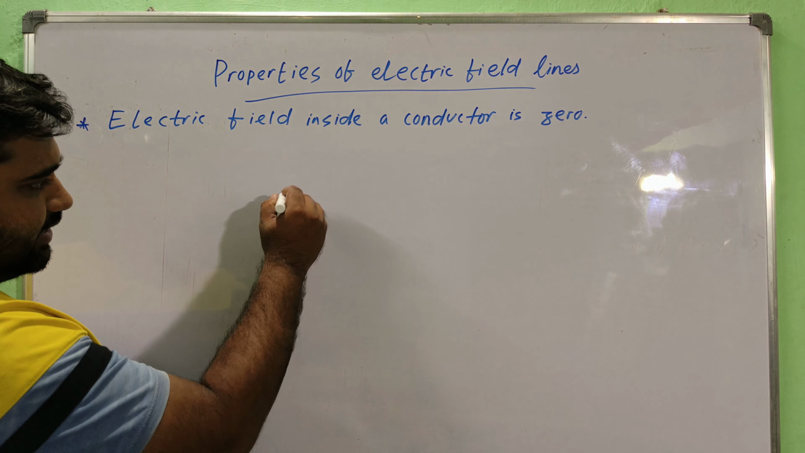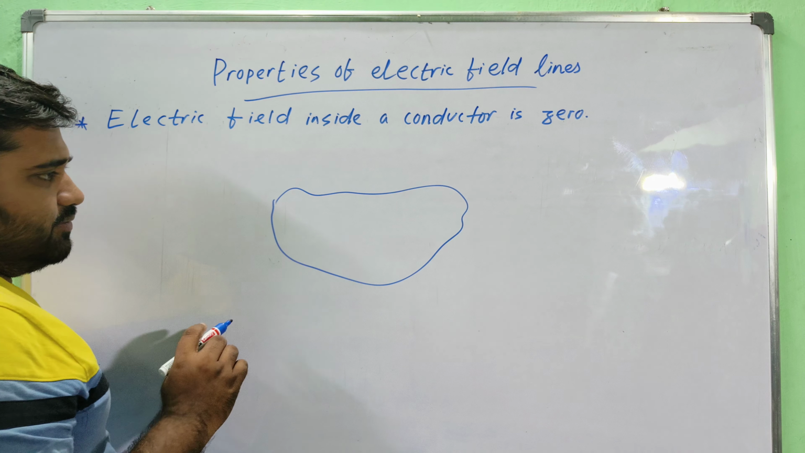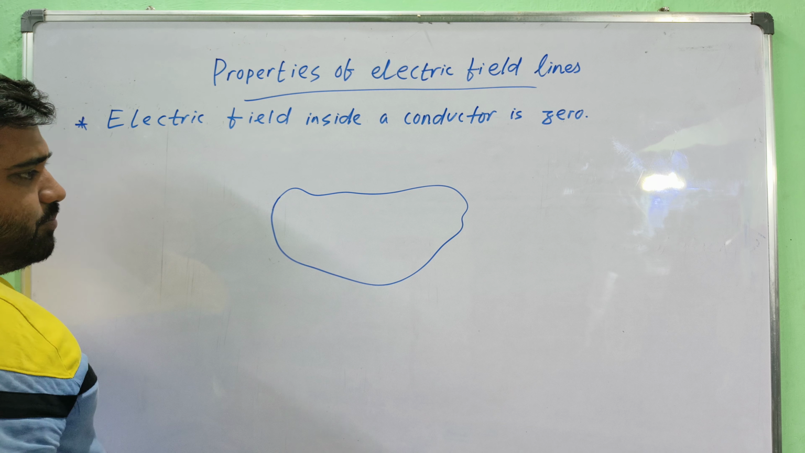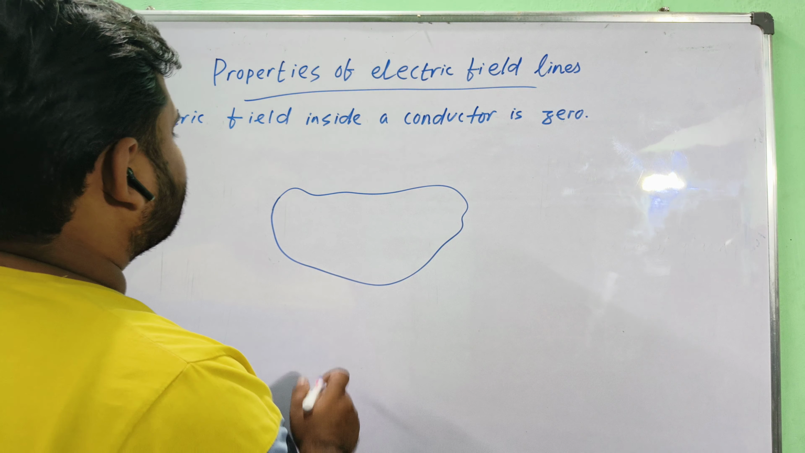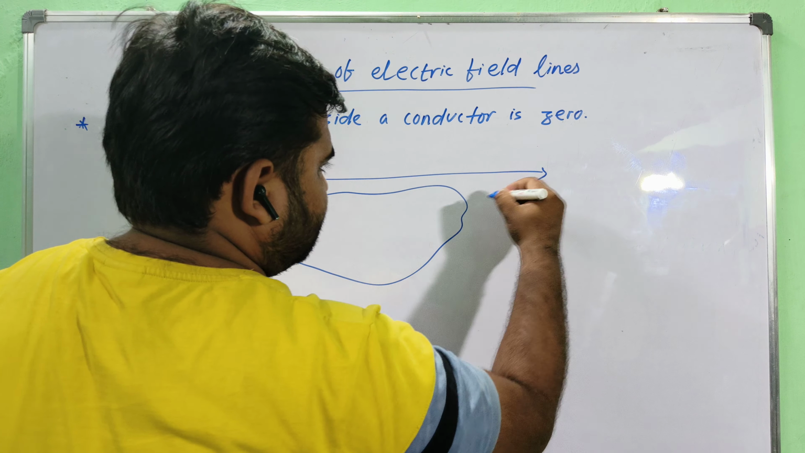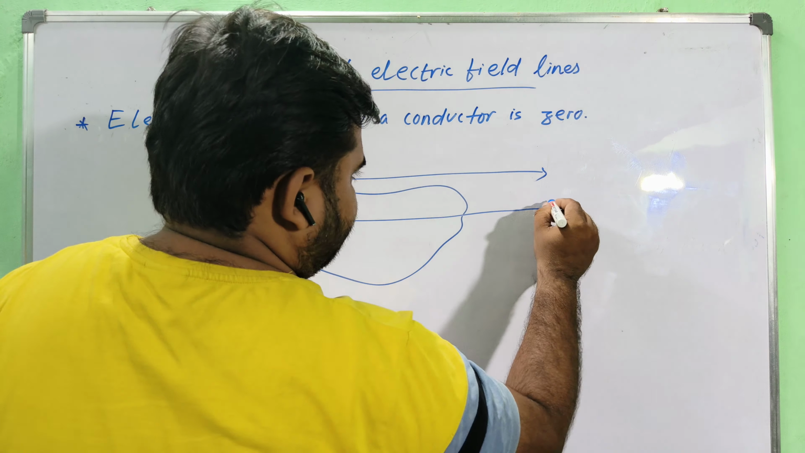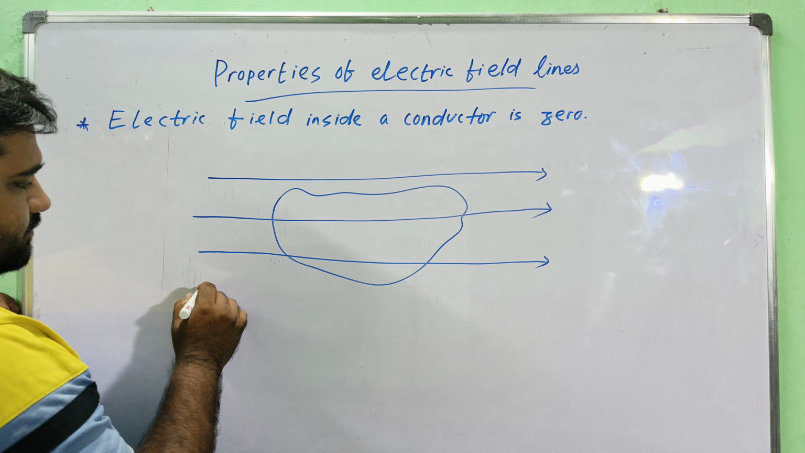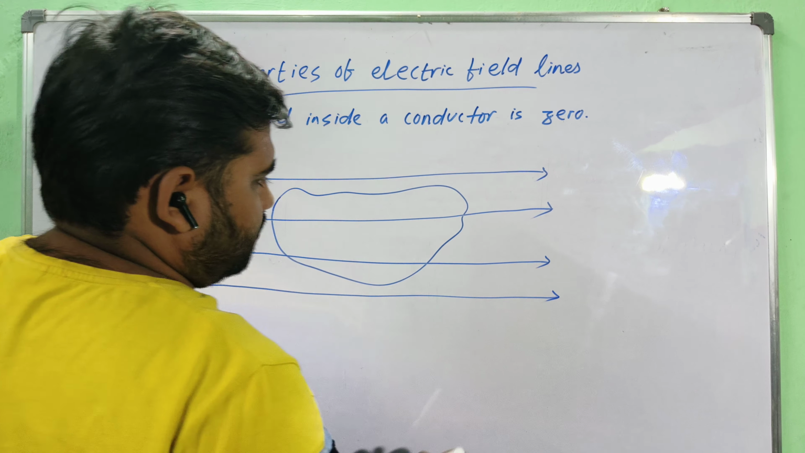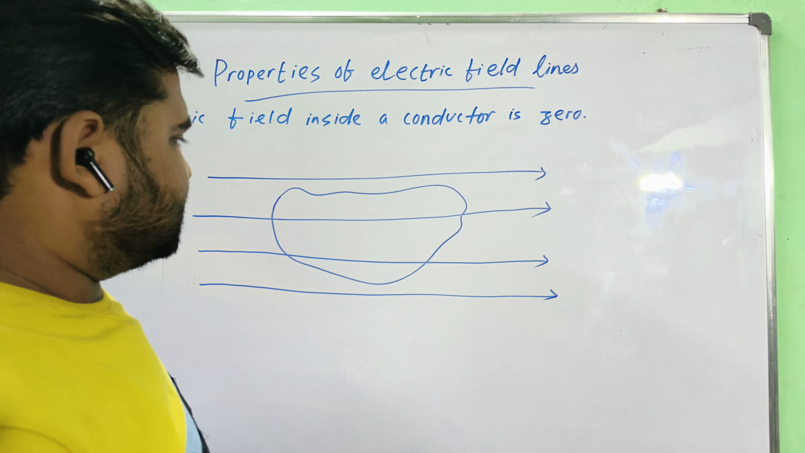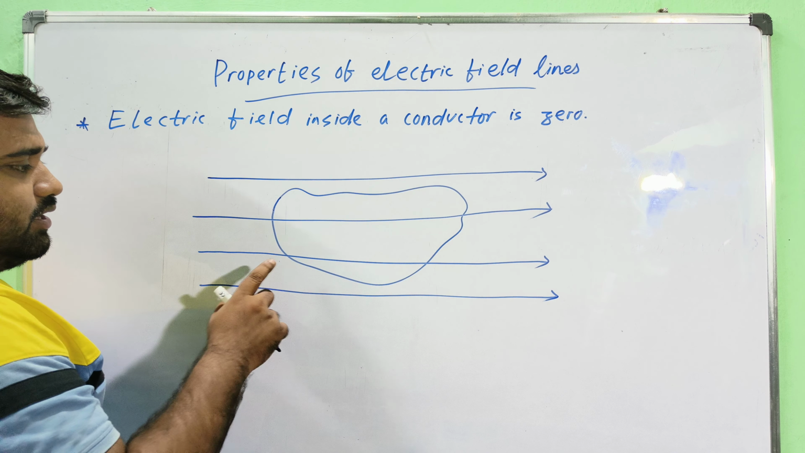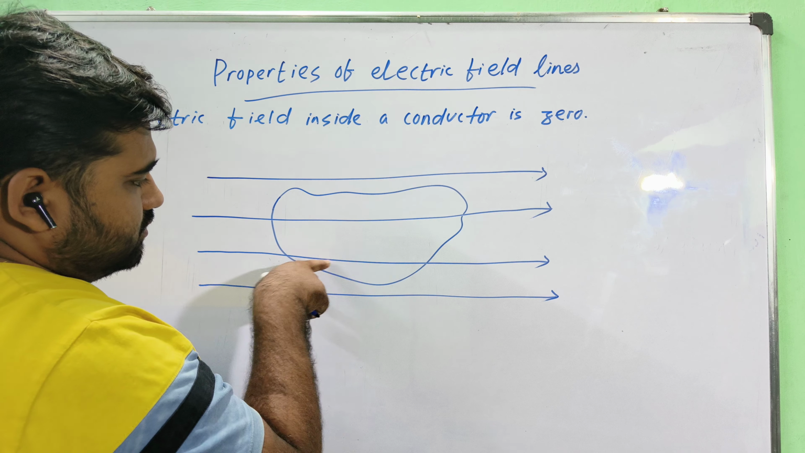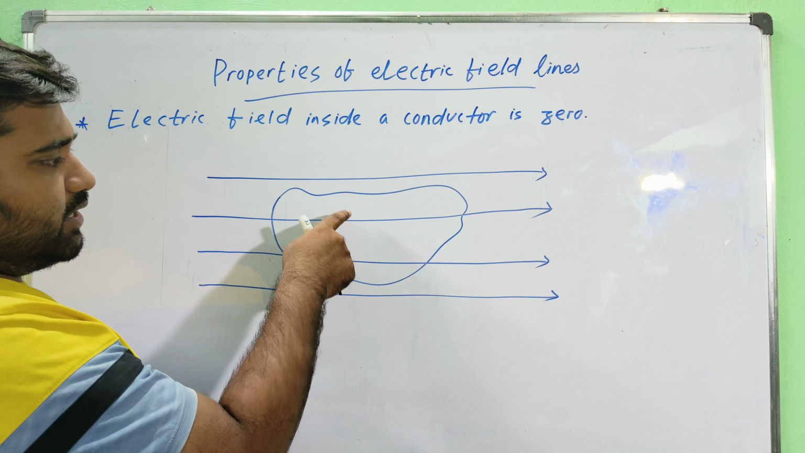So let it be a conductor, any conductor, of arbitrary size, random shape, placed in an electric field. The electric field is like this. Try to make this as straight as possible. So you can see that if it is a conductor, the electric line is piercing through it. But according to that property it is not possible.